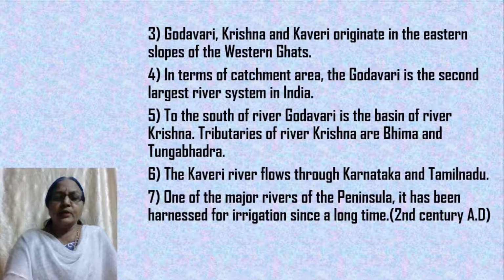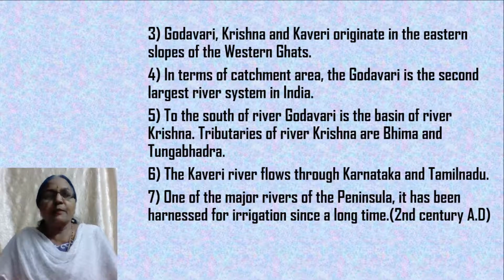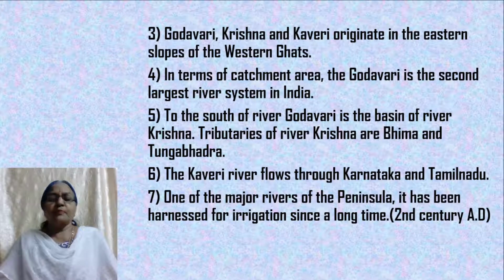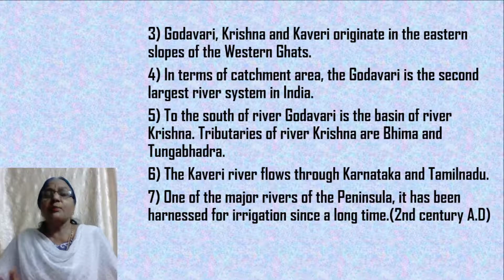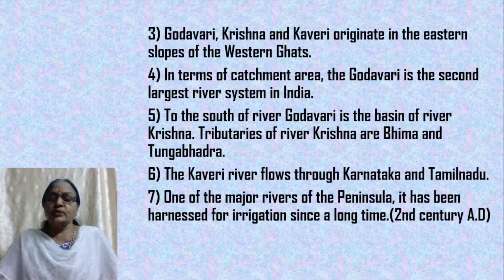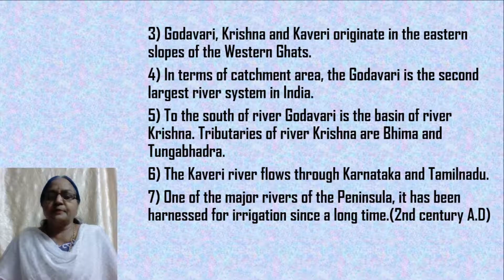Rivers of peninsular India are important rivers. You'll have to remember Narmada, Tapi, Sabarmati, Mahi, etc., which flow west. Then the rivers which flow towards the east, that is the Bay of Bengal, we have Godavari, Krishna, Kaveri, etc. Important tributaries of the river Krishna are Bhima and Tungabhadra. Kaveri is very important because this river is a bone of contention between the states of Karnataka and Tamil Nadu, as it flows through these two states. It has also been harnessed for irrigation since the 2nd century AD.